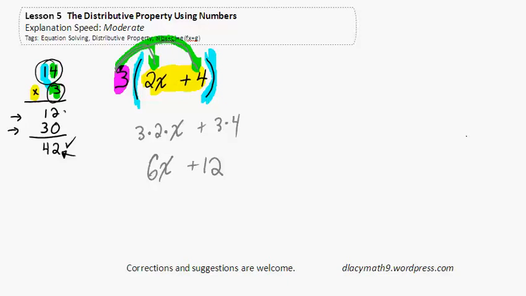One more go at it. I can think of my number a, this is some number, times b plus c. And using the distributive property, I can say that's equal to a times b plus a times c.